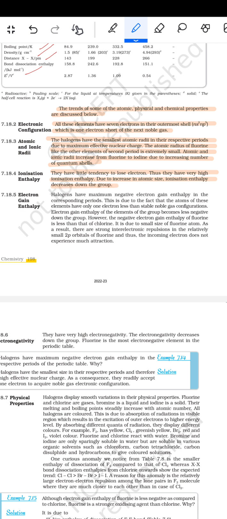Electron gain enthalpy: halogens have maximum negative electron gain enthalpy in the corresponding periods. This is due to the fact that the atoms of these elements have only 1 electron less than the stable noble gas configuration. Electron gain enthalpy of the elements of the group becomes less negative down the group. However, the negative electron gain enthalpy of fluorine is less than that of chlorine. It is due to the small size of the fluorine atom. As a result, there are strong inter-electronic repulsions in the relatively small 2p orbitals of fluorine, and thus the incoming electron does not experience much attraction.